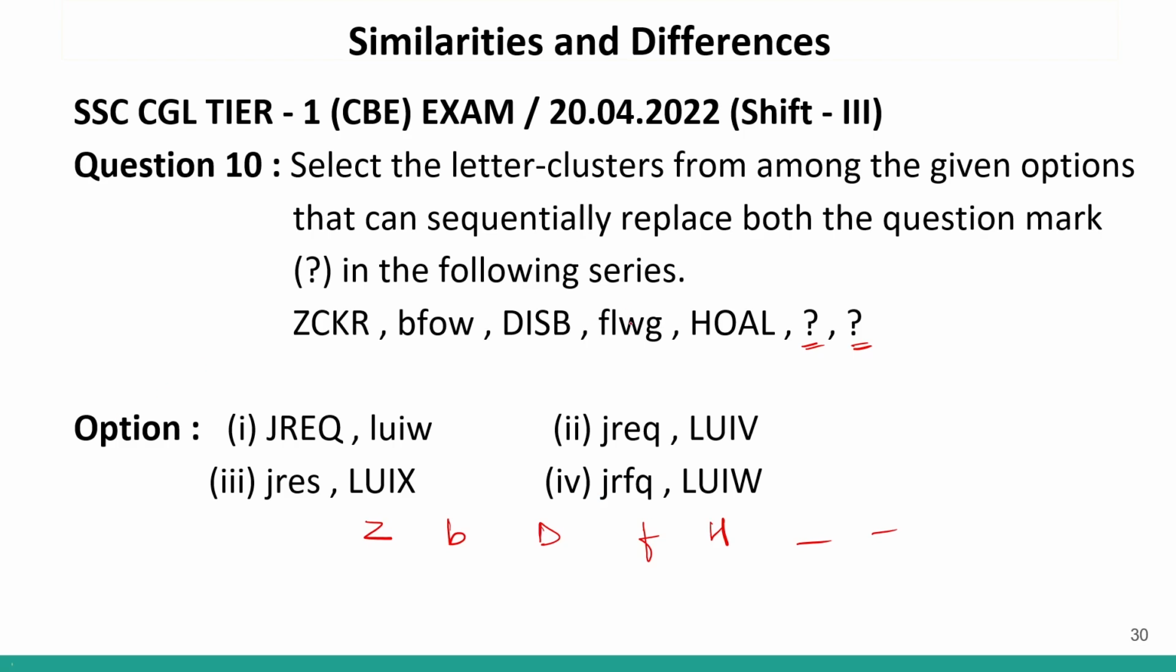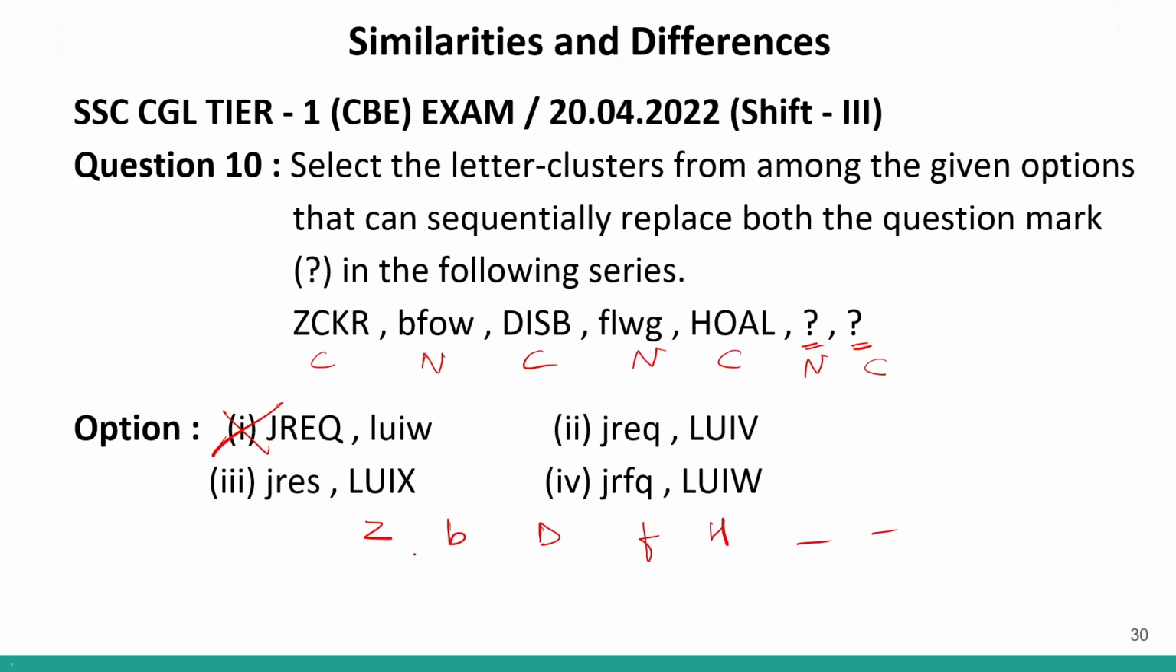So firstly, just by the looks of it, I can see that this is caps, this is not caps, this is caps, this is not caps, this is caps. So the next term will be not caps and then caps. So I can eliminate option number 1 clearly just looking at it. So now my answer is between these three terms.